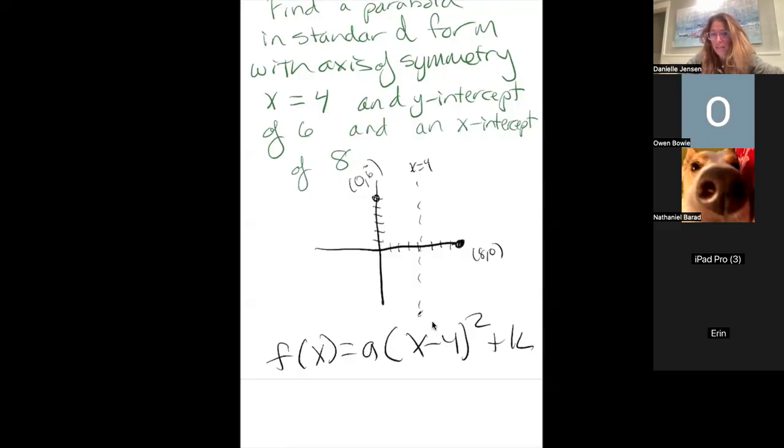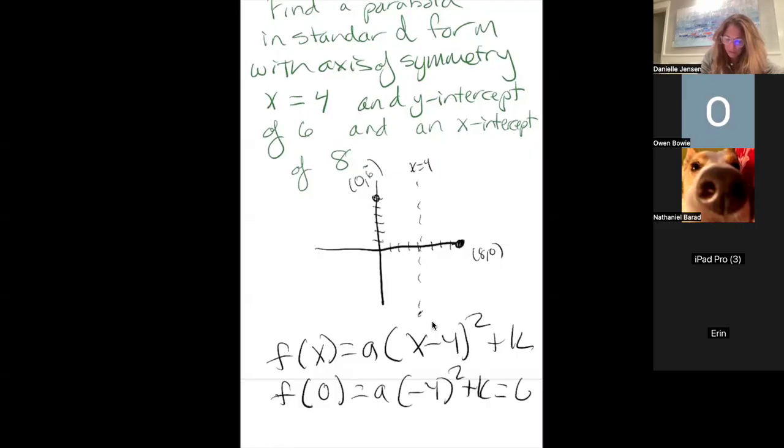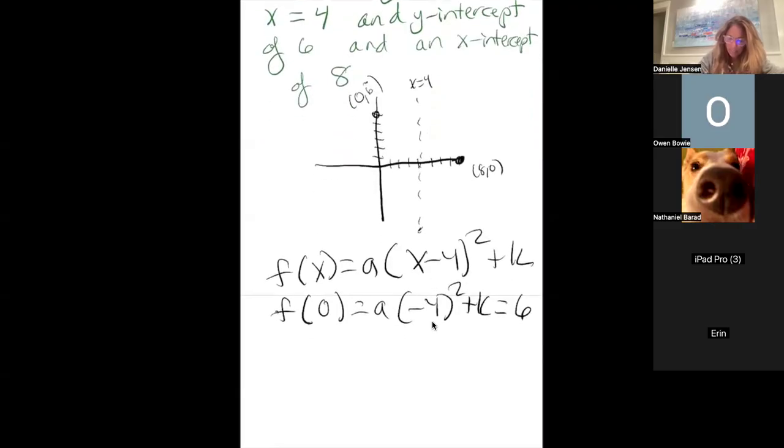Find A. Couldn't I plug in a point for X and Y? Say I'm just trying to see what's happening algebraically here. I could plug in either point. Let's plug in 0, 6. If I plug in 0 for X, I would get -4 squared plus K equals 6. So what would that get me?